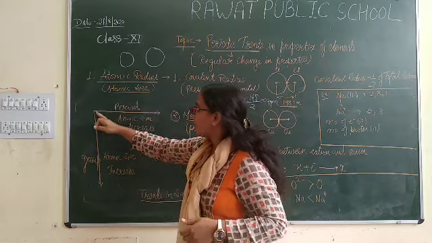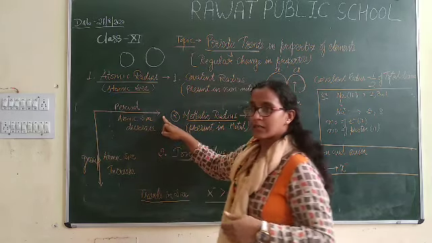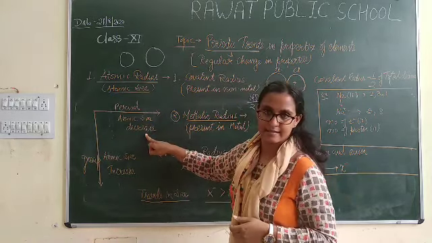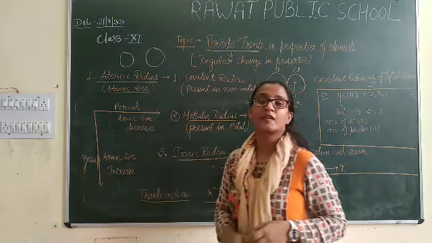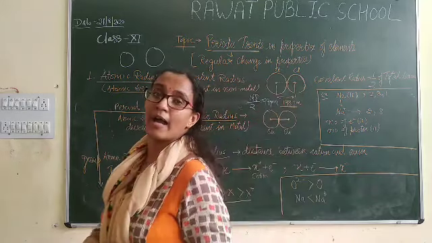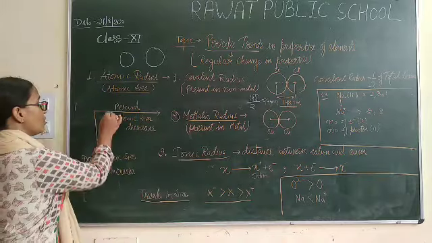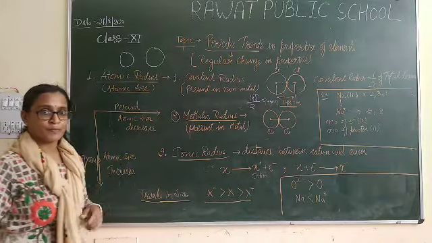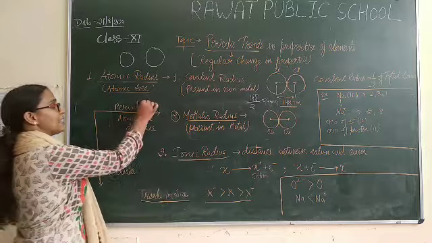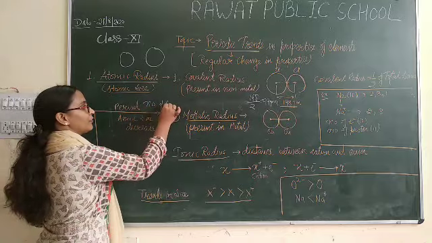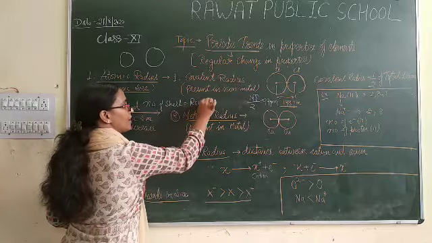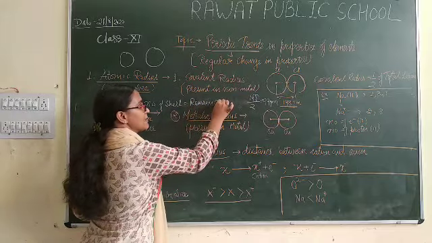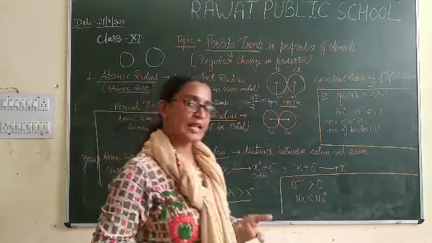So here, when we move across the period, the atomic size decreases, and when we move up to down, the atomic size increases. Now the question arises: why? It's simple. We know that in the case of periods, the number of shells remains the same.